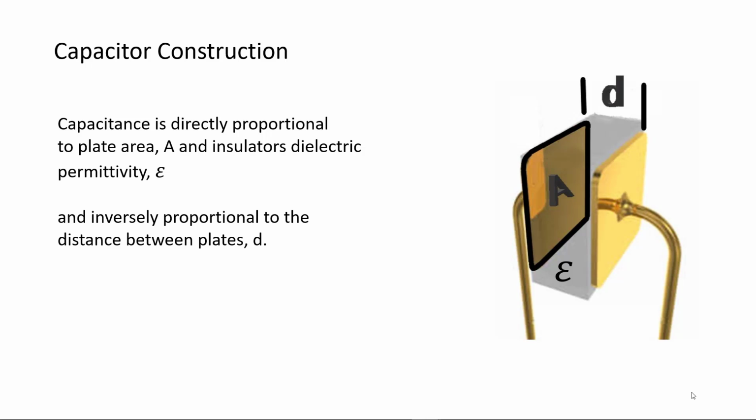Capacitance is directly proportional to plate area A and permittivity epsilon, a measure of how easily the dielectric permits the electric force field to flow through it. Capacitance is inversely proportional to the distance between plates. Mathematically, C equals epsilon times A divided by D.